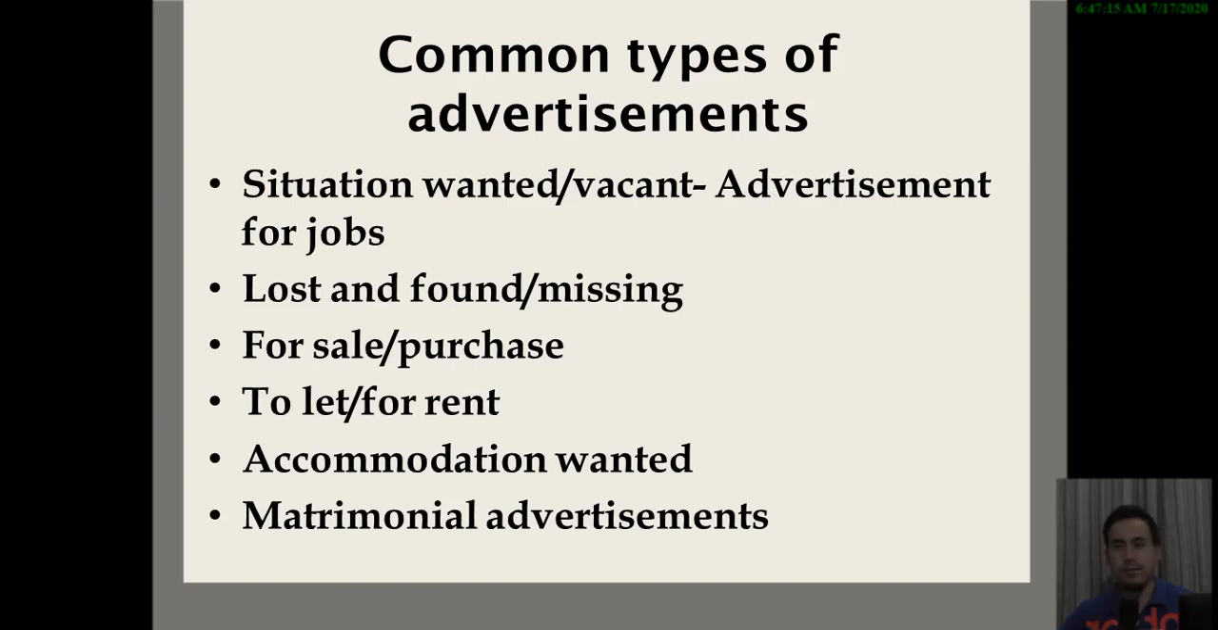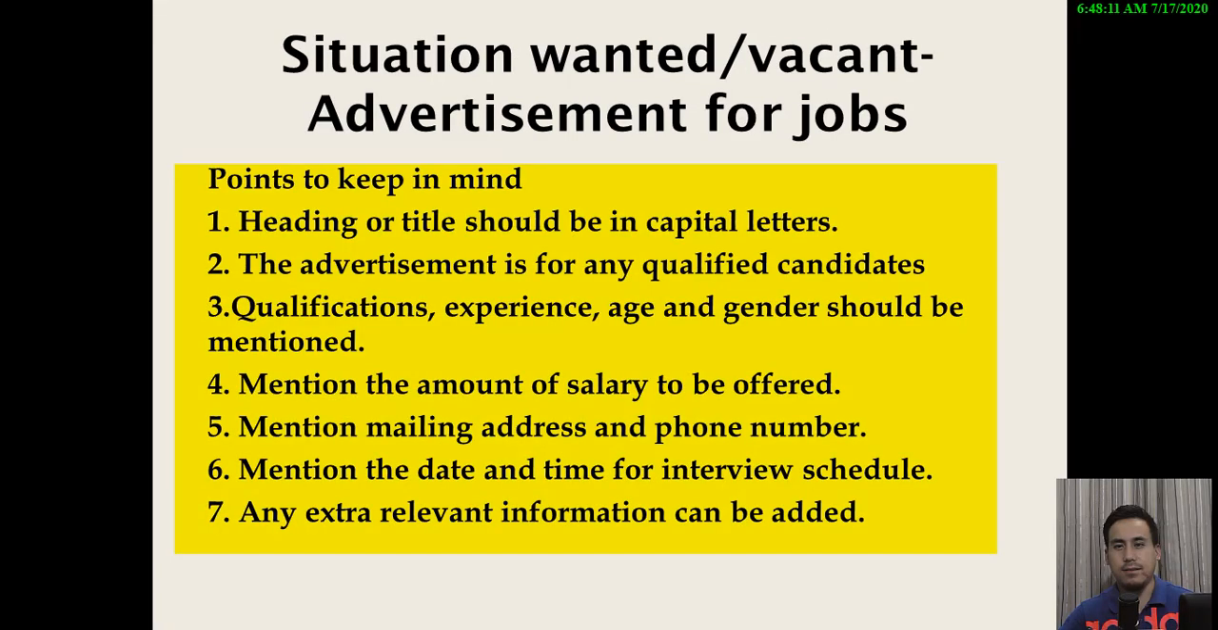And the next one is to let or for rent. So remember, if you have a house and you want to let it out, then it comes under to let. And the next one is accommodation wanted, and also matrimonial advertisements. These are some of the common types of advertisements. So let's look at the first one, situation wanted or vacant.